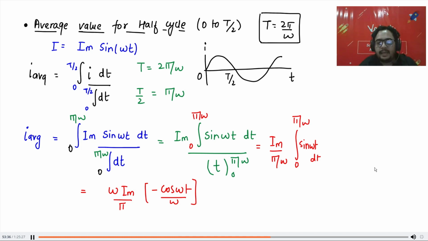Any doubts? Do we have to remember the derivation? I don't think it is very important, Ajit. Even if you don't, it will be fine. It is not that important. You should remember the result. Average value for full cycle is 0. Average value for half cycle is 2 Im by pi.